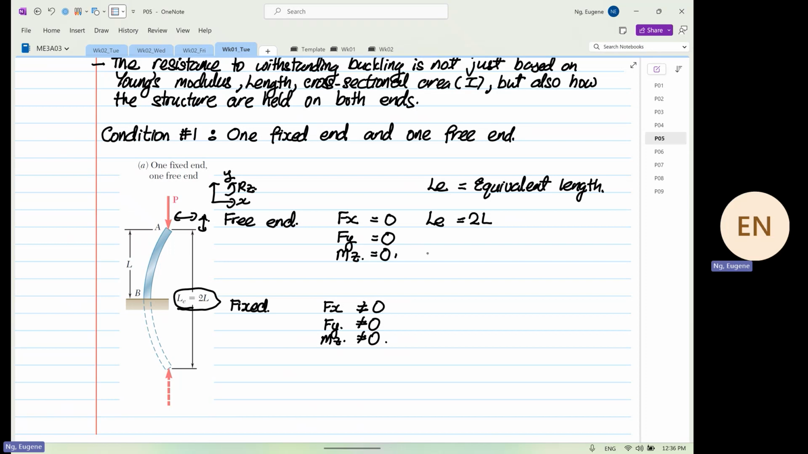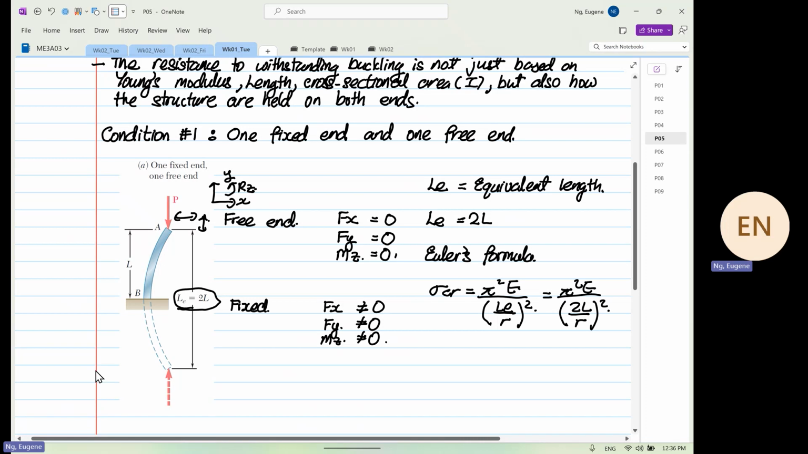So if we were to apply Euler's formula, that states that the critical stress will be equal to pi squared E, and now the denominator is LE over R, squared. So when that's the case, this will be equal to pi squared E, and LE now is equal to 2L, over R squared. Okay. Now, so what?